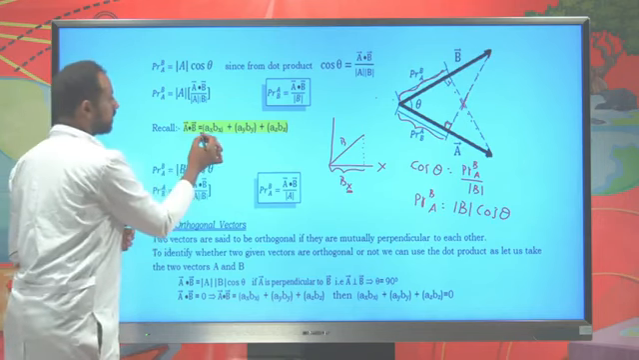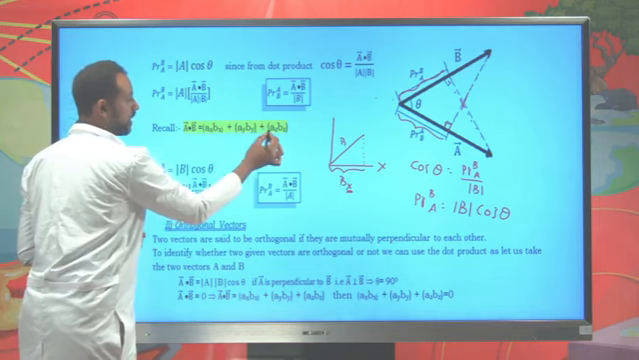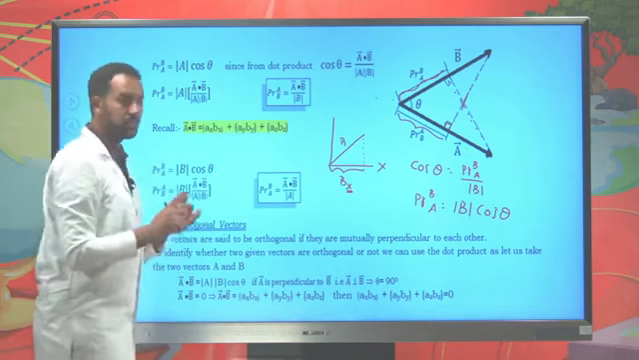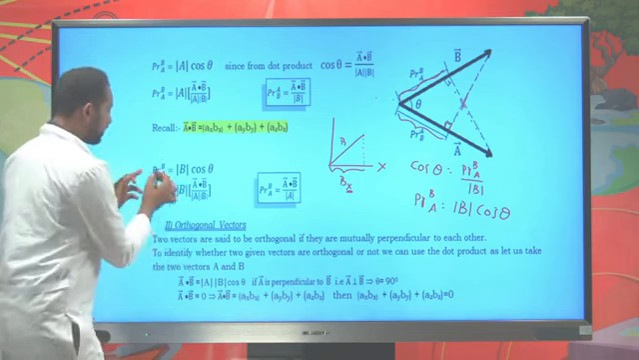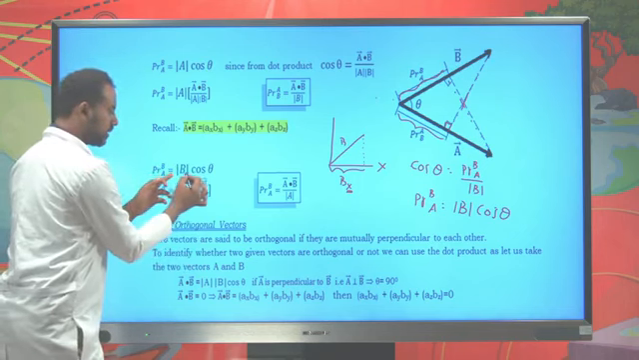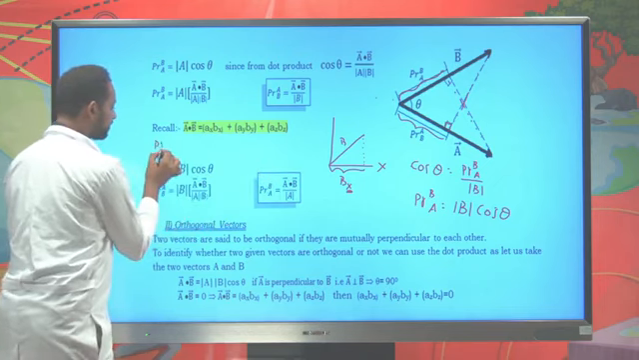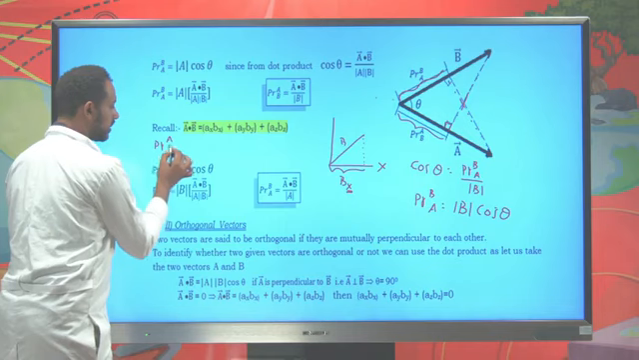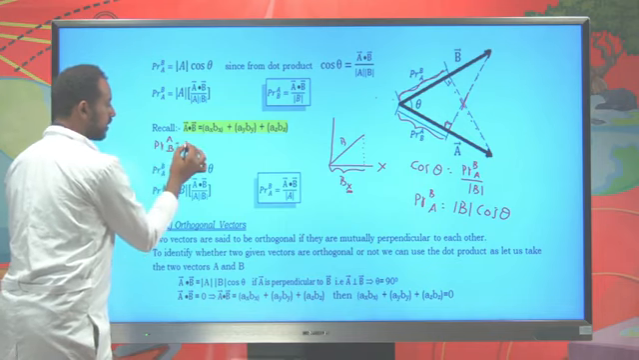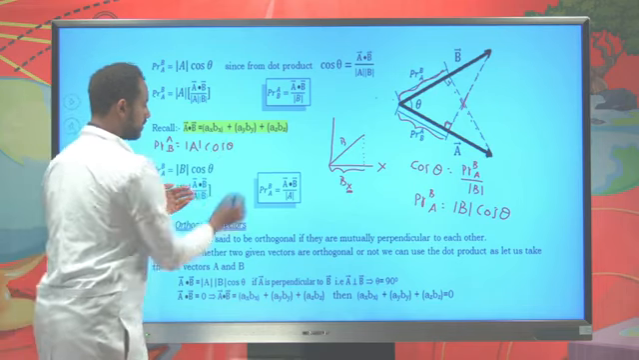Previously, we know that A dot B can be given as AxBx plus AyBy plus AzBz. This is how we determine the dot product. And we have said that the projection of vector B onto A can be given as the magnitude of B cosine of theta. The projection of A onto B is given to be the magnitude of A cosine of theta. Okay.